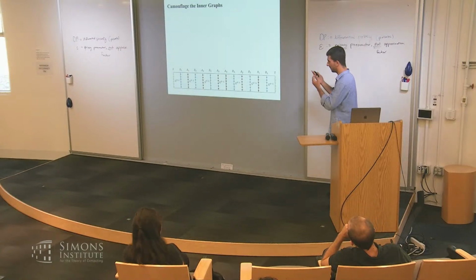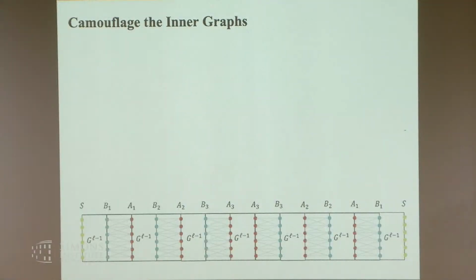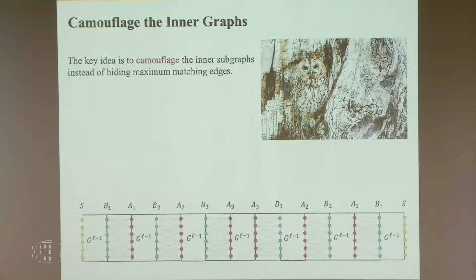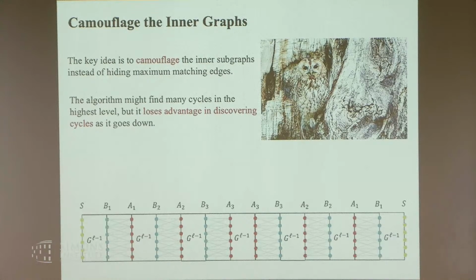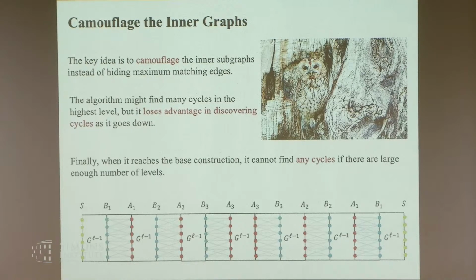So previously we tried to camouflage the maximum matching edges. Now we are camouflaging the subgraphs that we use inside the construction. Basically, we proved that at the highest level, the algorithm will see some cycles and will discover some of the edges that belong to the middle subgraph, but it loses this advantage as it goes down through this hierarchy. And when it reaches the base level of the construction, it doesn't see any cycles, and then we can use the previously known techniques to couple and show that the yes case and no case are indistinguishable.